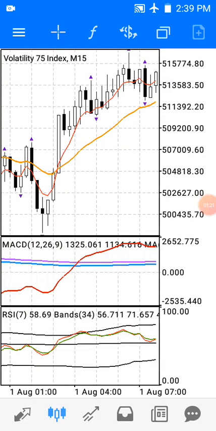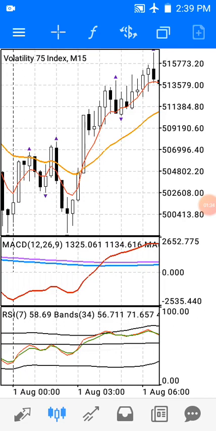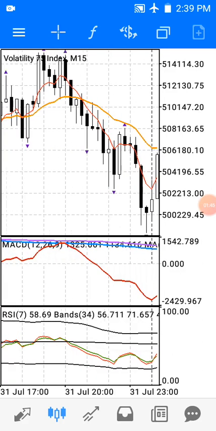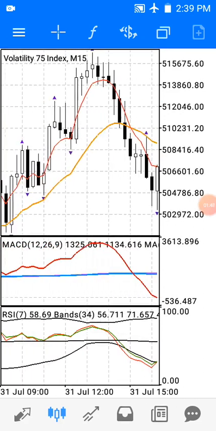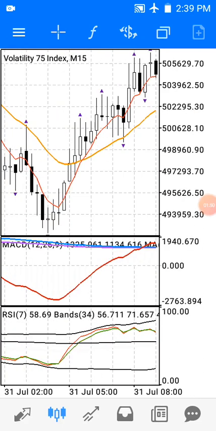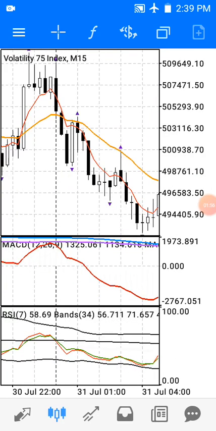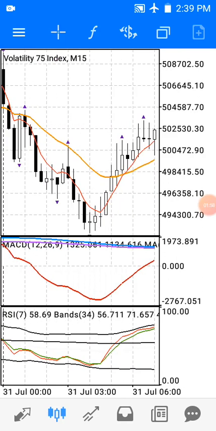So if the red line, which is the 5 EMA, crosses above the orange line, which is the 21 EMA, you have your buy. We are looking at the 15 minutes time frame, volatility index 75. For you to sell, you allow the red line to cross down on the orange line. If we look back into history, you can see mainly the red line crosses, V75 starts to buy, and immediately it crosses again, it starts to sell. So that's for the main window.